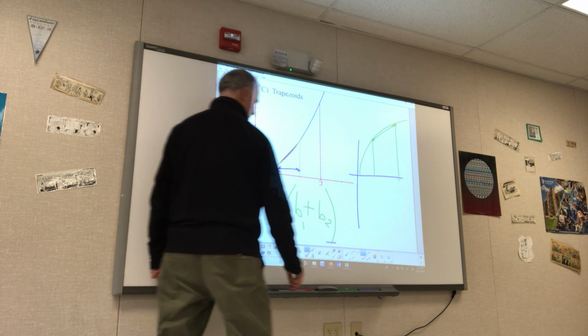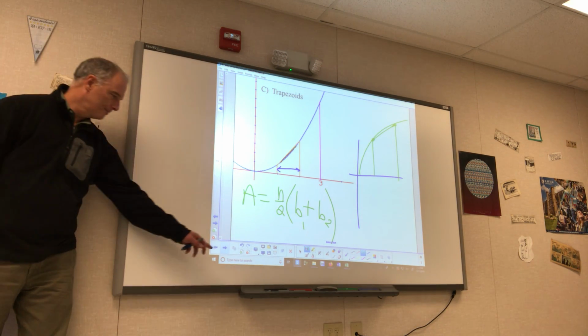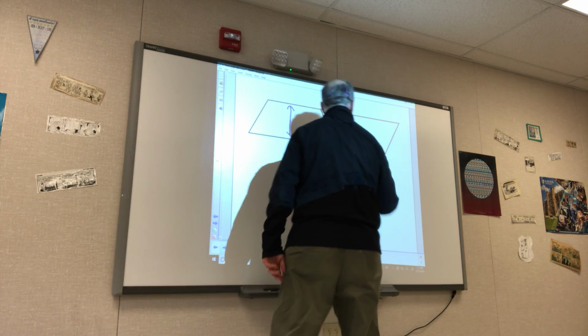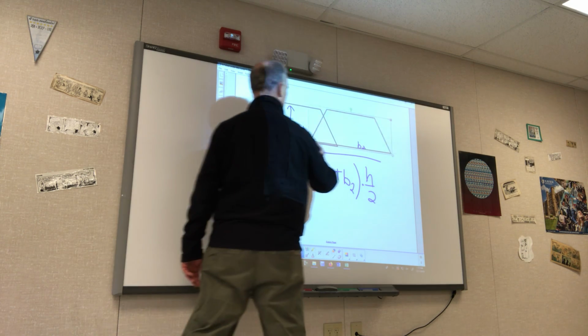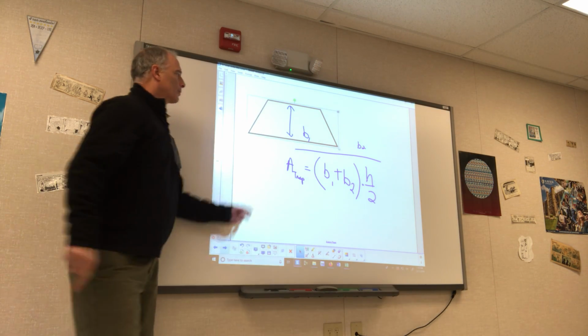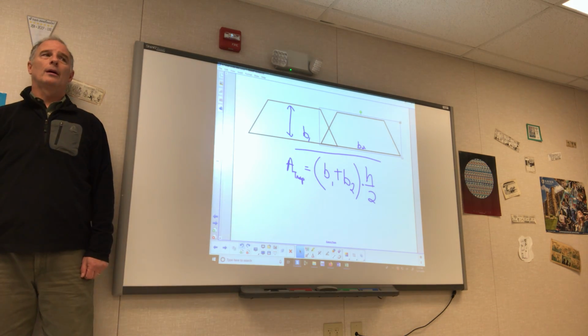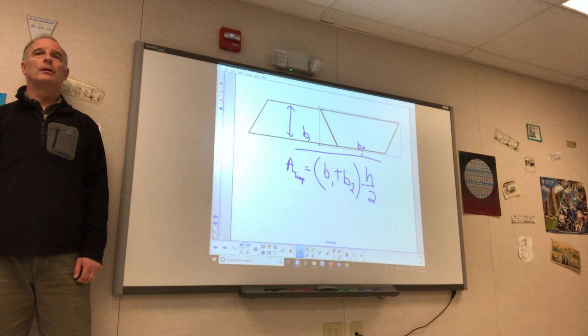Times what? Times the height. Now, here's why. Let me remind you of this real fast. If I take that trapezoid right there, and I double it, and then I flip that one upside down, now what shape do I have?